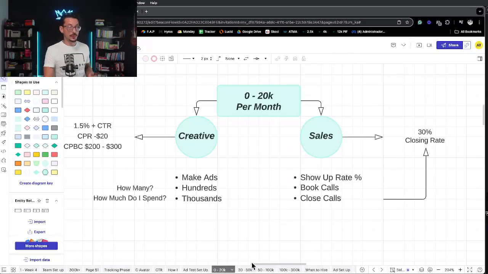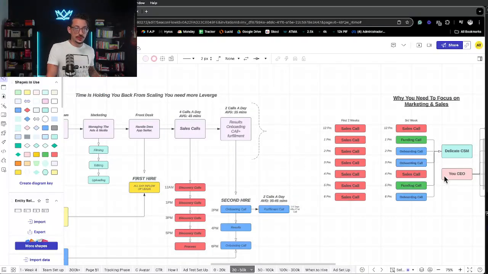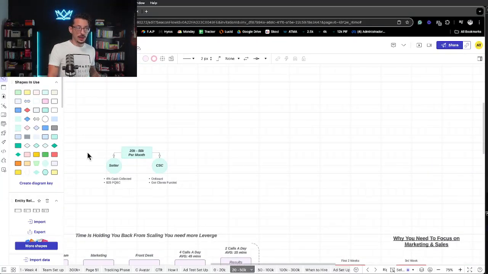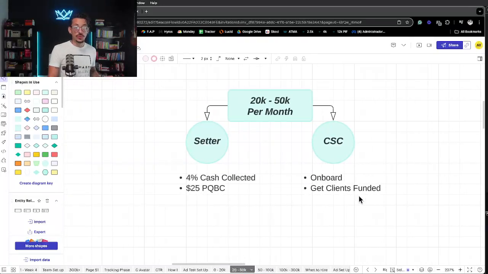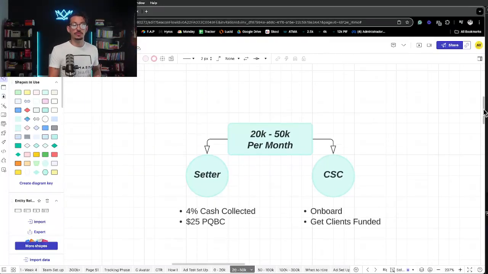Okay. Now from 20 to 50, this one gets a little bit harder. And honestly, by yourself, you can get to the 50K per month. You're just doing everything yourself. It's very possible. We have some clients that are doing 40 to 50K per month and they're doing everything by themselves. But if you want to scale beyond that, if you want to start touching 50, 60, 70, 80, even 100 at a consistent pace, this is the part that you need to start hiring, because your schedule, I will show you here in the bottom.